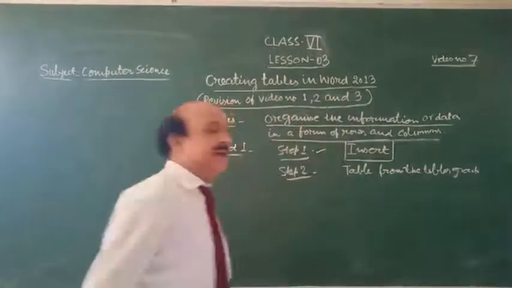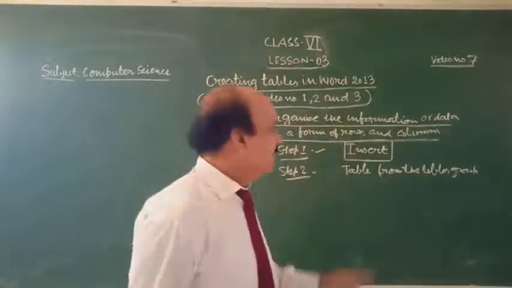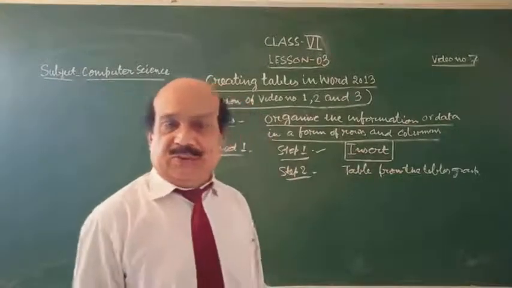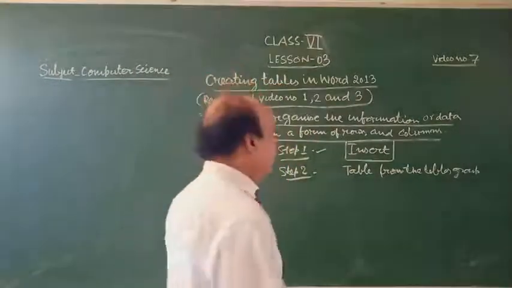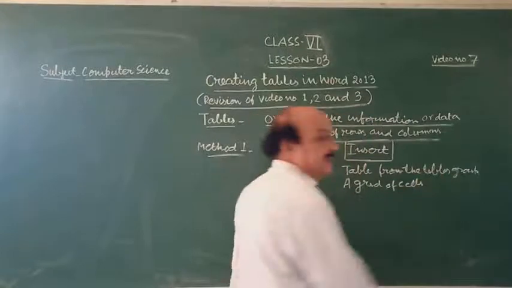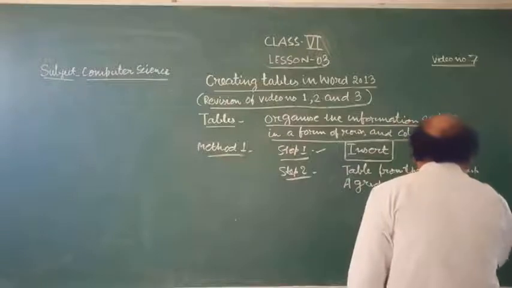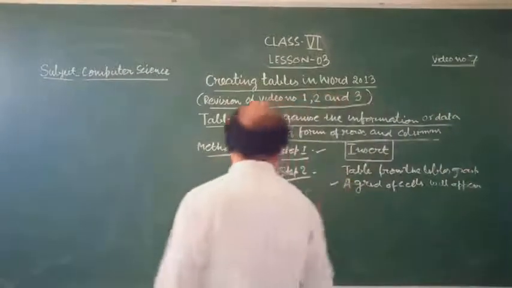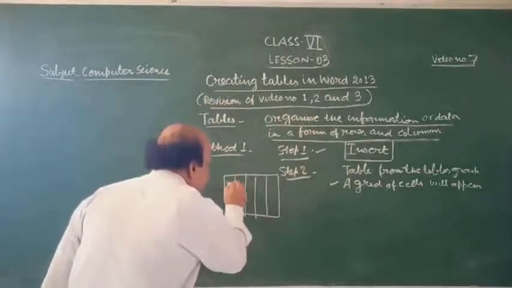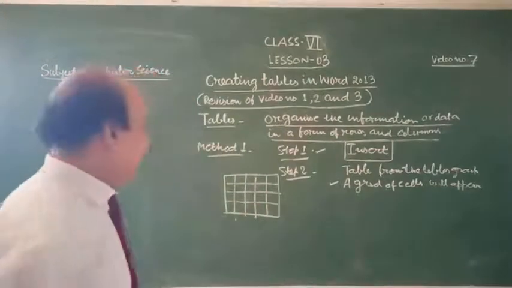So the second step. First step, click on the Insert tab. Second step, click on Table. There will be the Table option in the Tables group. Whenever you click, you will find a grid of cells. A grid of cells will appear. See here. Step 2. When you have clicked, you will see a table displayed here, like this one. Yes, this is that.